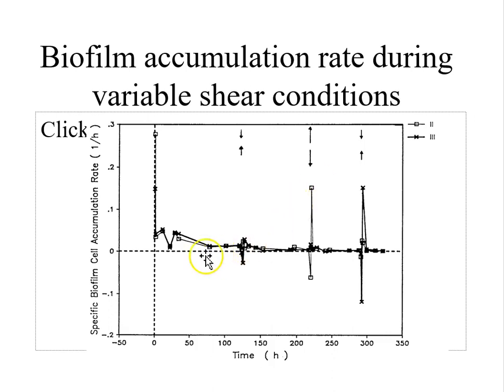So we see that experiments 2 and 3 were exactly opposite. Right? And still then, when we look at specific biofilm accumulation rate, it is hard to distinguish the two at all. So this shows very clearly that you cannot say there is a direct correlation between shear and biofilm accumulation. And since biofilm accumulation depends on detachment, then there is no such direct relationship.